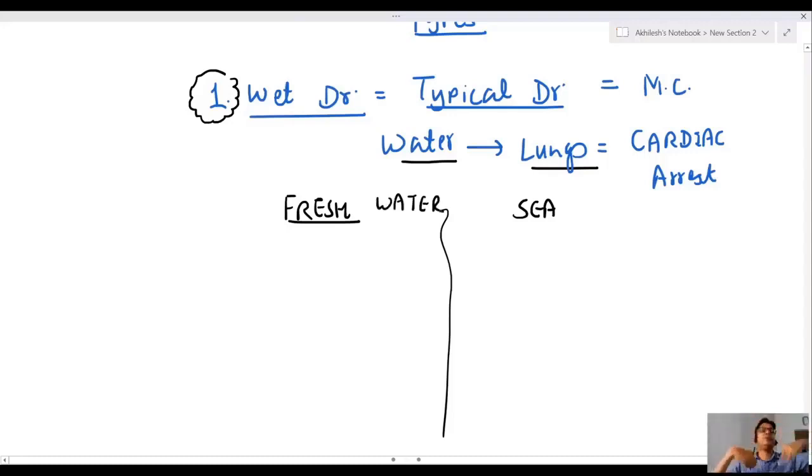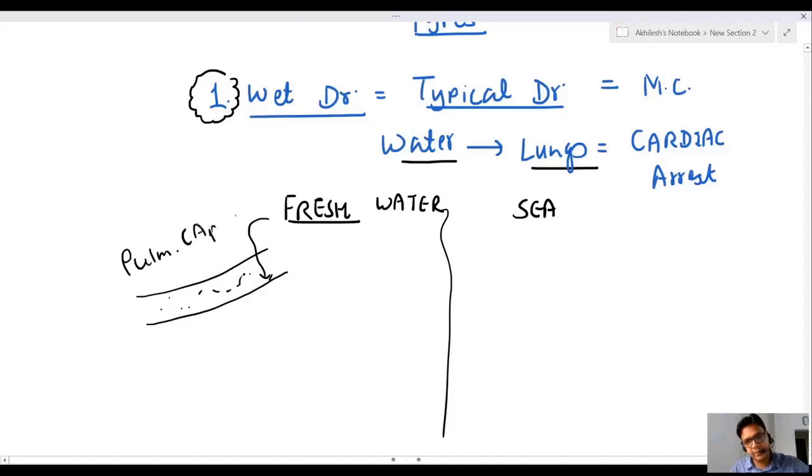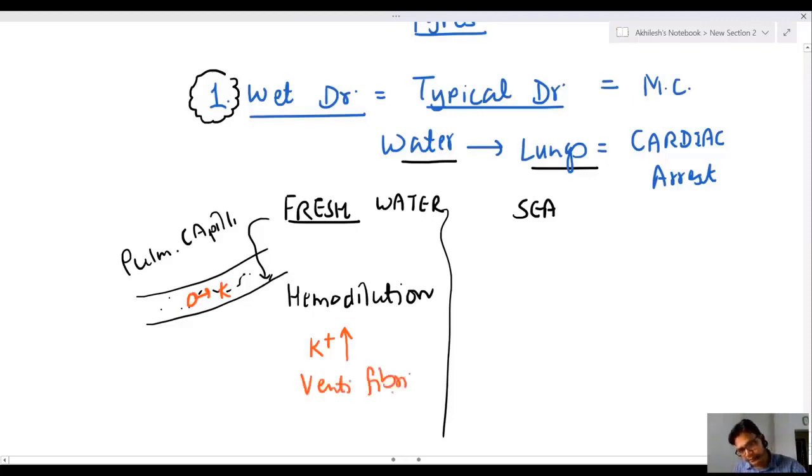Now, sir, when fresh water goes in your lung, into the pulmonary capillaries, this leads to hemodilution. To neutralize this, RBCs liberate potassium ions. That will lead to hyperkalemia, and hyperkalemia causes ventricular fibrillation.